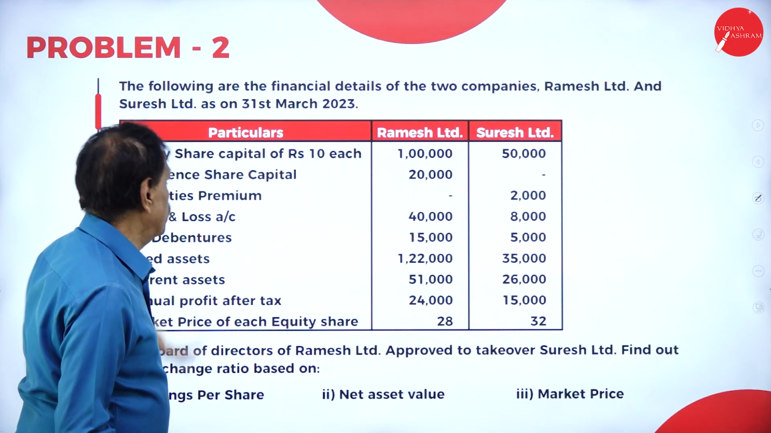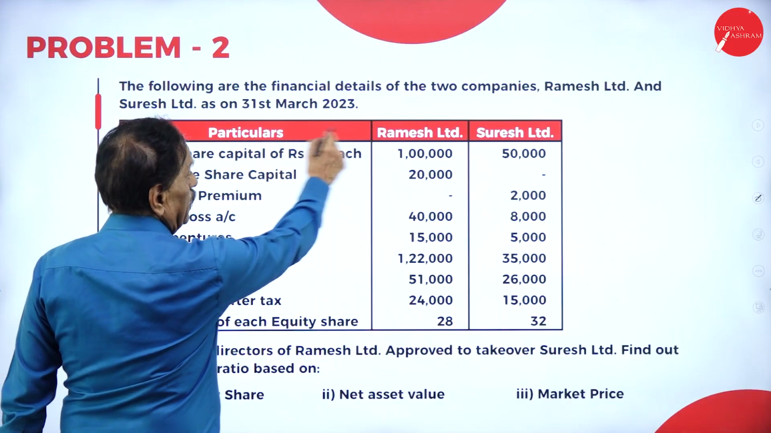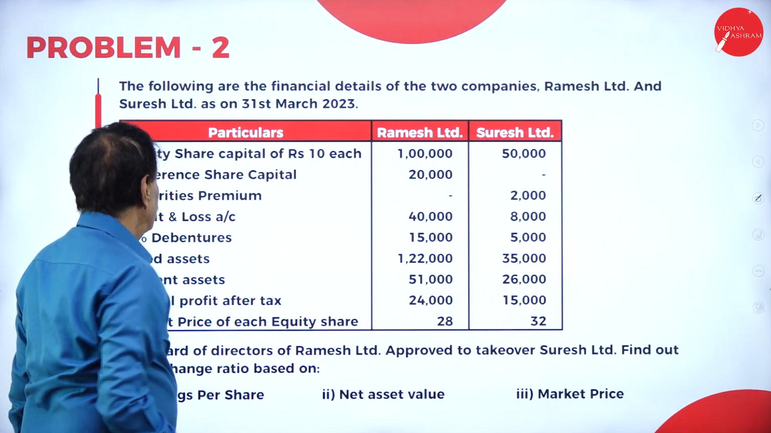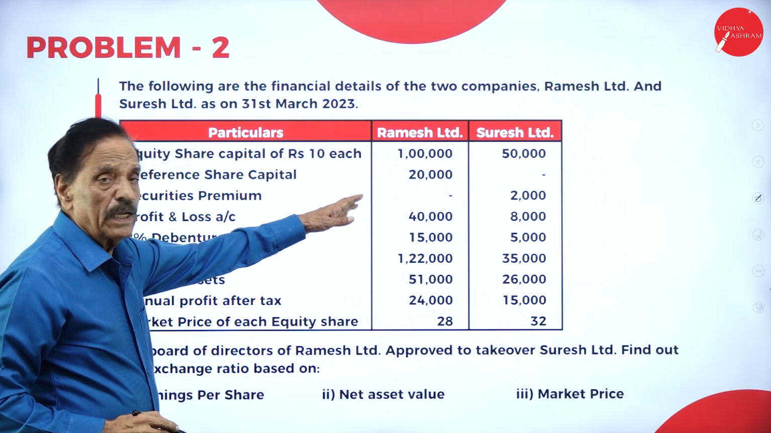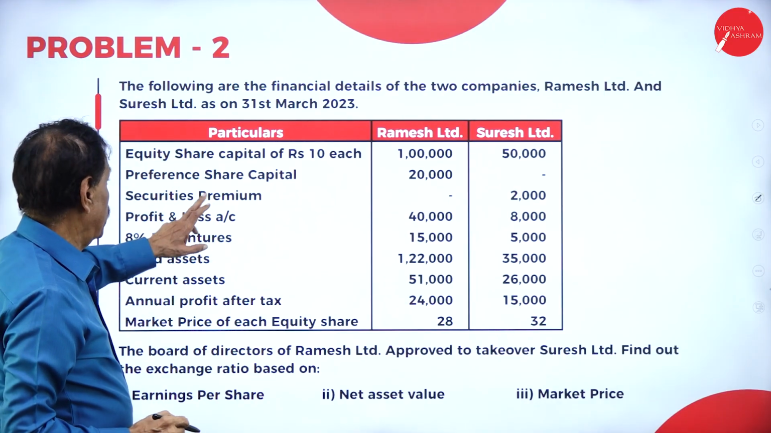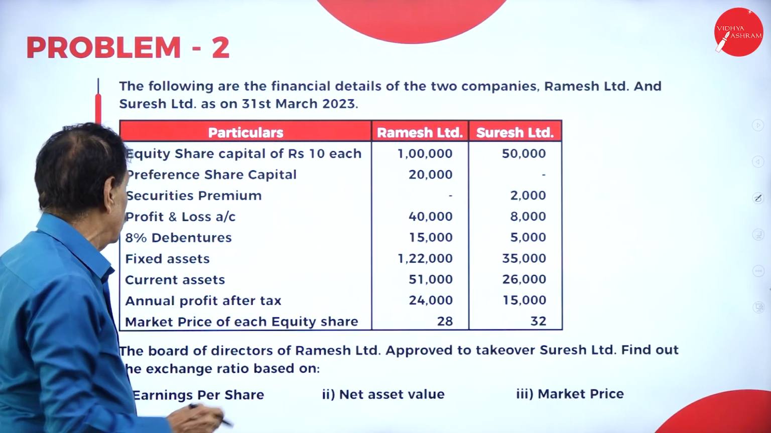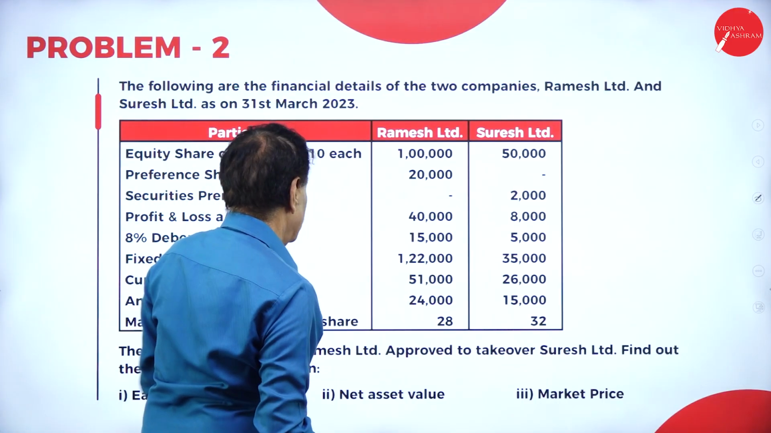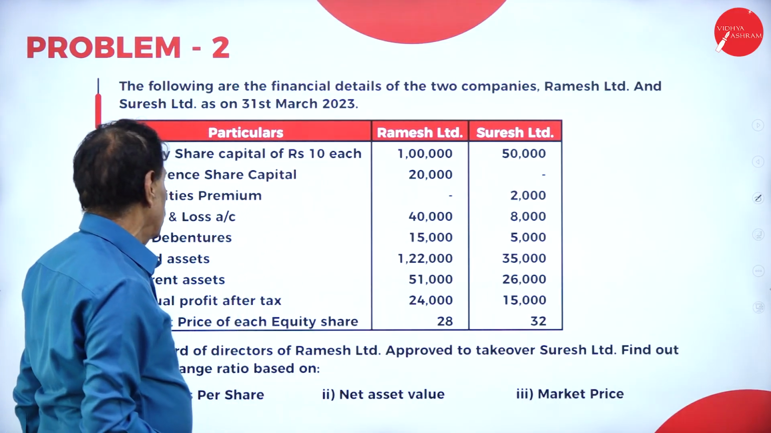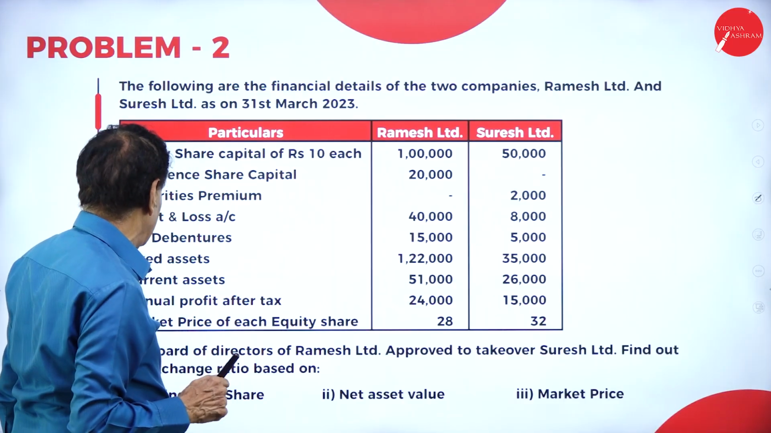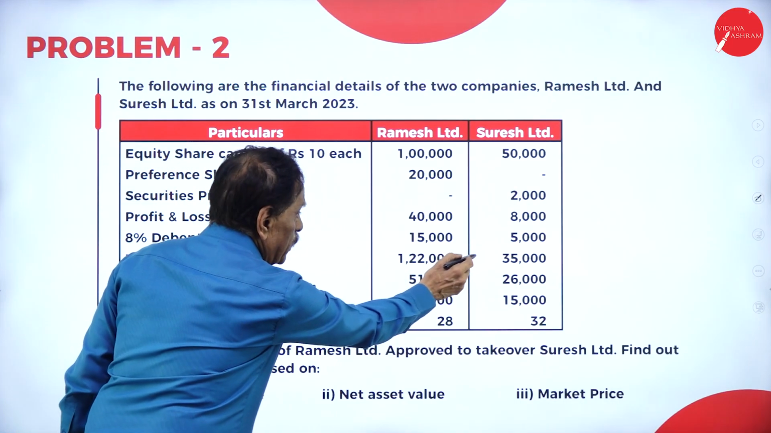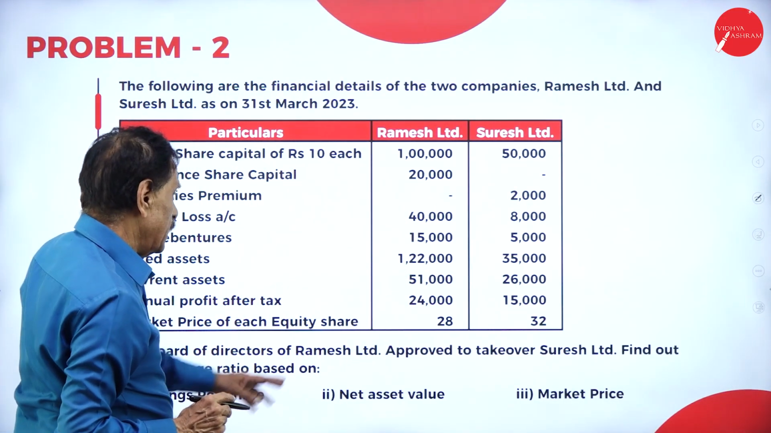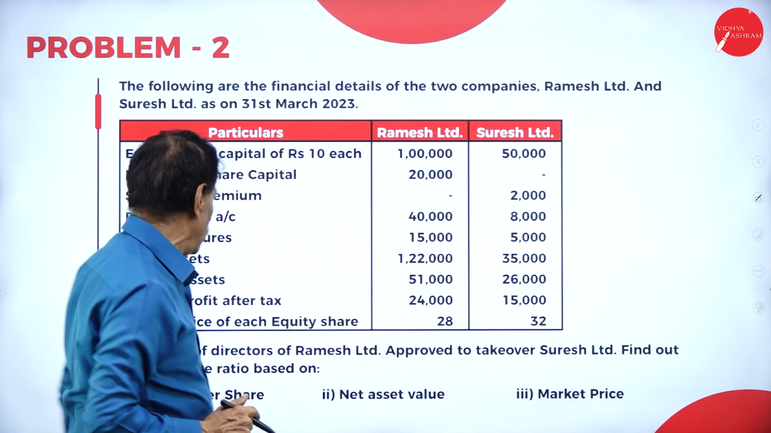Then we'll go to problem number 2. This is Ramesh Limited and Suresh Limited. Equity share capital of 10 each, 1 lakh and 50,000. Preference share 20,000. Securities premium 22,000. Profit and loss account 40,000, 8,000. Debenture 15,000, 5,000. Fixed asset 1,22,35,000. Current asset 51,000, 26,000.